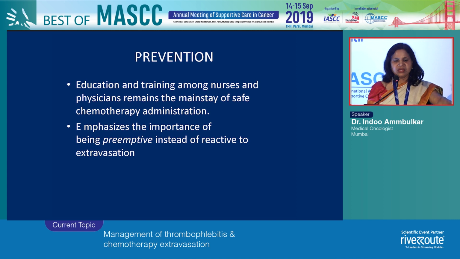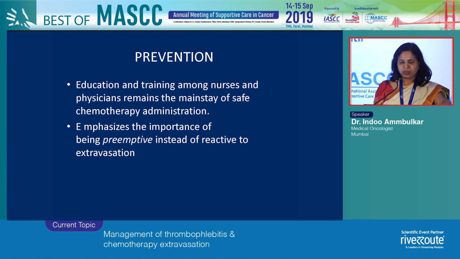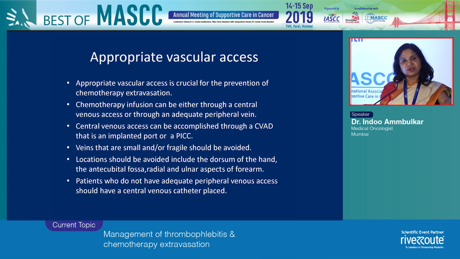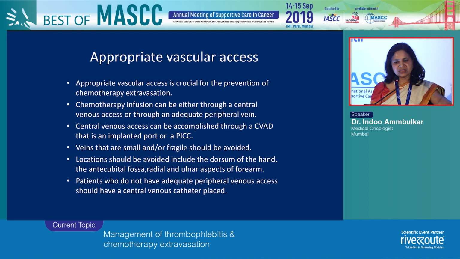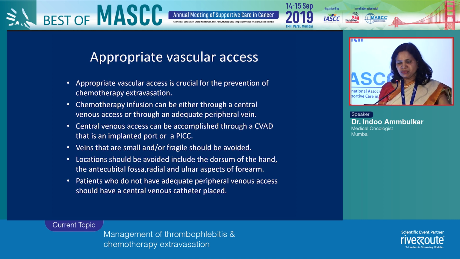So how to prevent? The important point is education and training among the nurses and physicians. That is a very, very important way to prevent extravasation. Appropriate vascular access is crucial for prevention of chemotherapy extravasation. It can be either through a central venous access or through an adequate peripheral vein. So it is very important that you don't use small or fragile veins, and try to use a smaller cannula in a bigger vein. And whenever it is indicated, please advise a PICC line or central venous access devices.